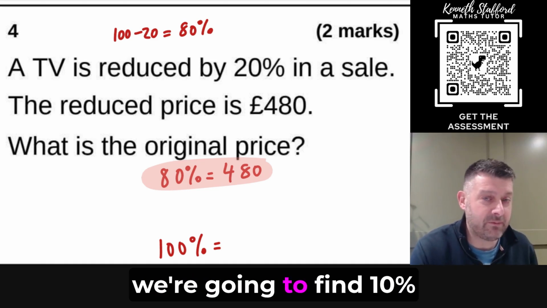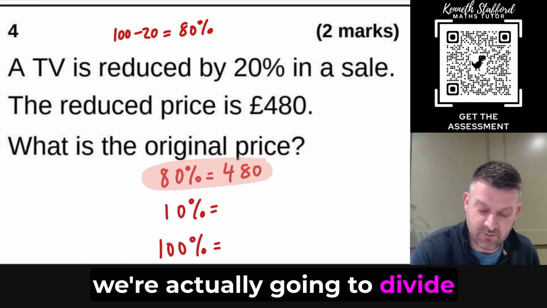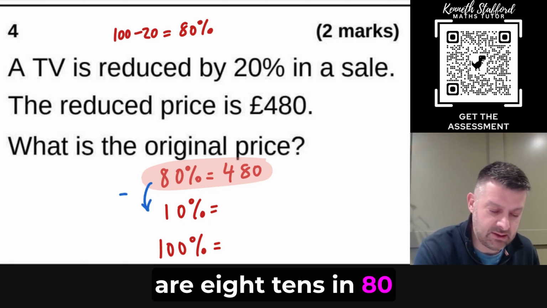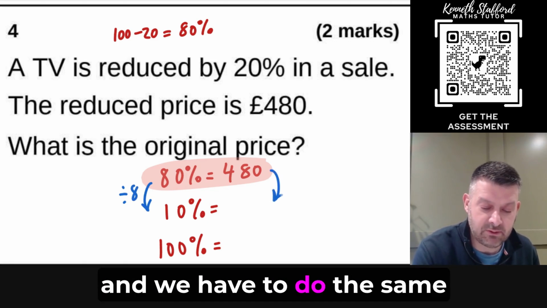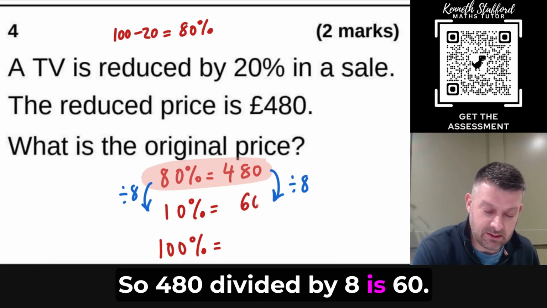What we now need to do, we're going to find 10% like we normally do, but instead of dividing by 10, we're actually going to divide by 8 because there are 8 tens in 80. And we have to do the same on the other side. So 480 divided by 8 is 60.